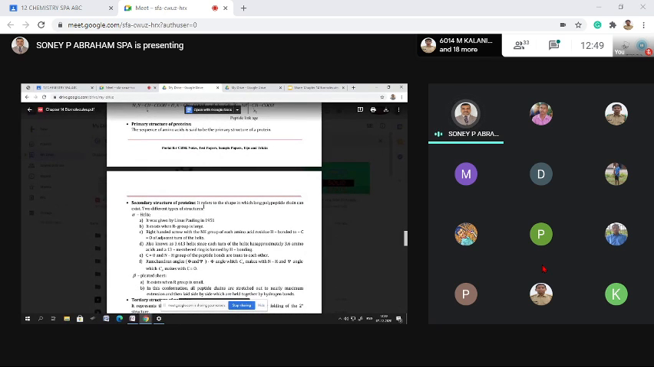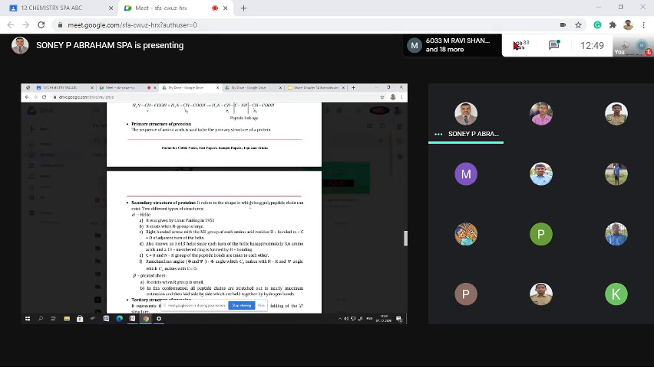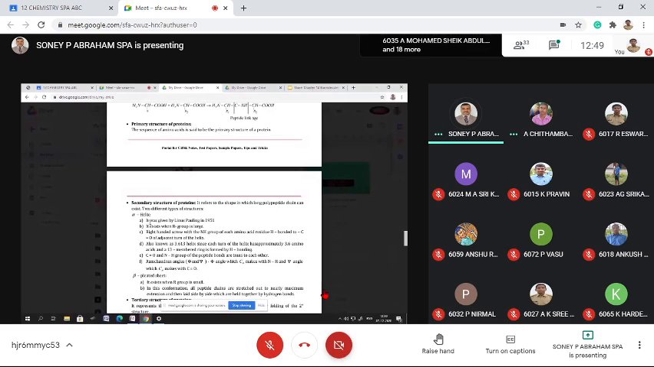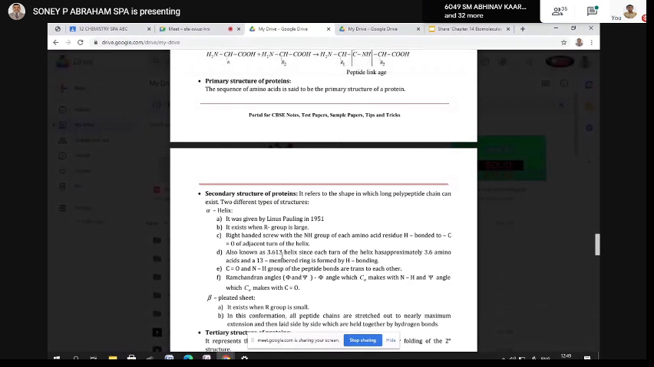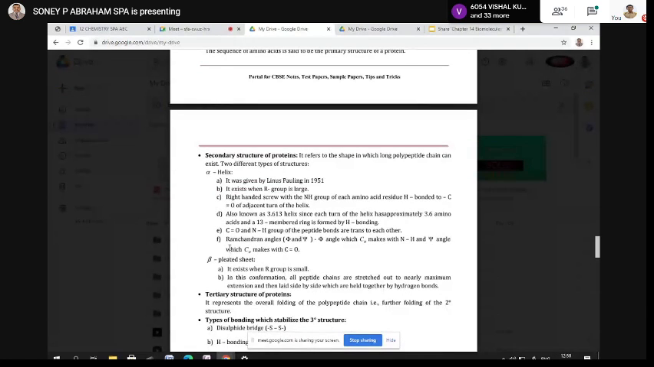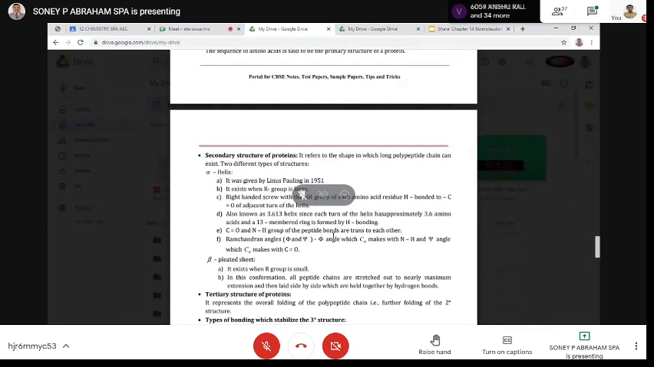Secondary structure is the shape in which a long polypeptide chain exists, in two forms. Alpha helix exists where the R group is large, a right-handed screw structure. NH and CO form a hydrogen bond. It is also known as the 3.6 13 helix, since in a turn of the helix there are approximately 3.6 amino acids and a 13-membered ring is formed by hydrogen bonding. The CONH group is the peptide bond.